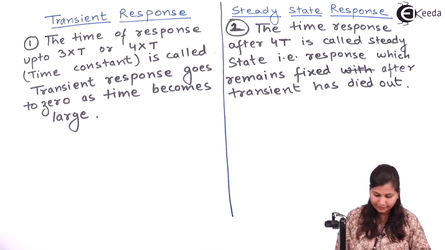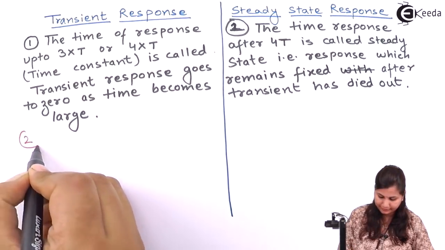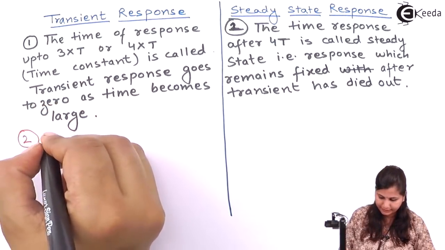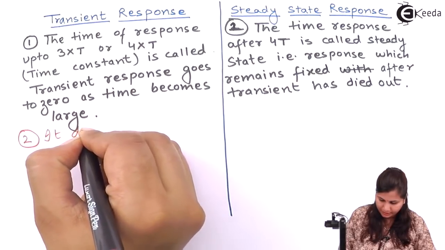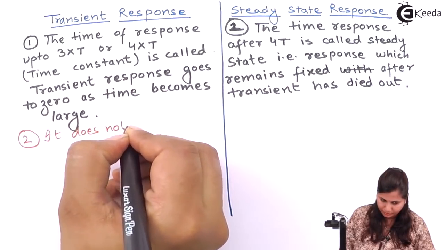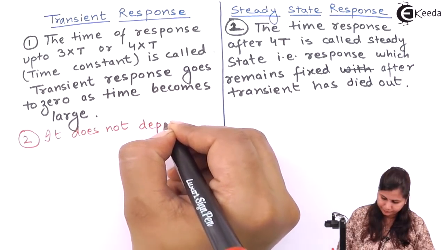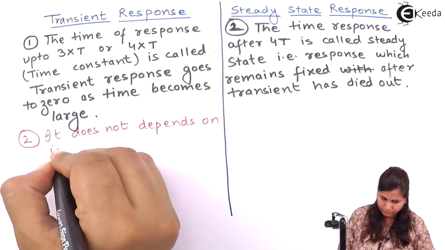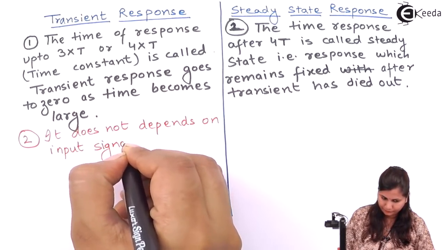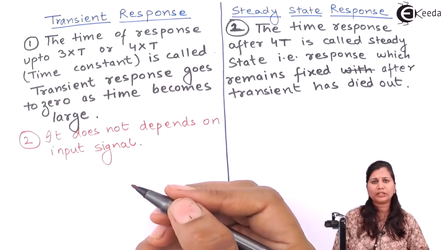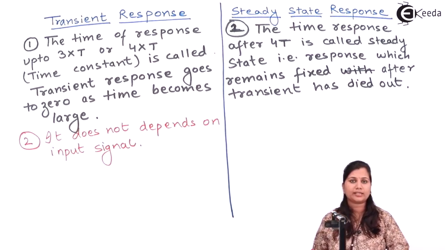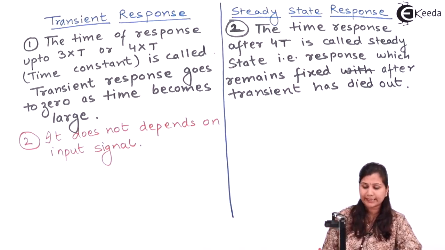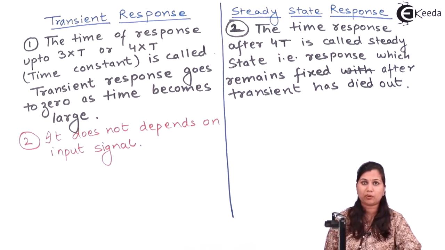Now the second difference between the transient and steady state is that the transient response does not depend on the input signal. That is, whatever the input signal, the transient response will remain the same. But the steady state response depends upon the input signal.